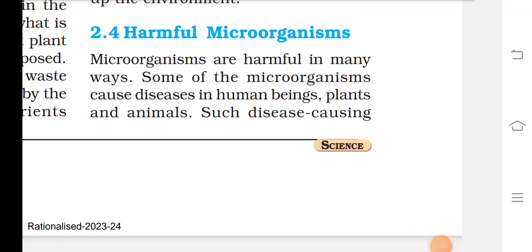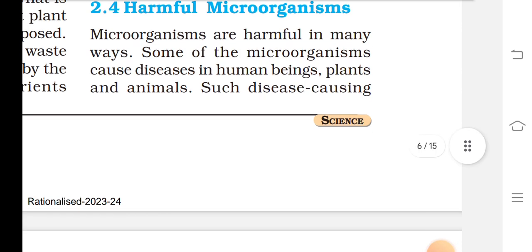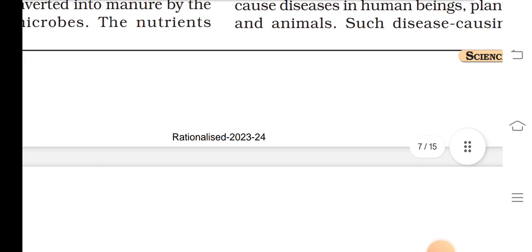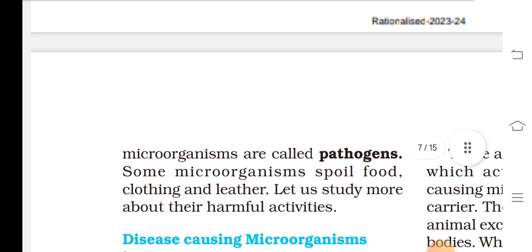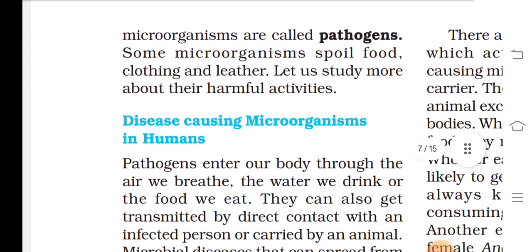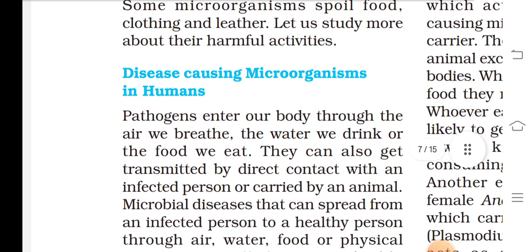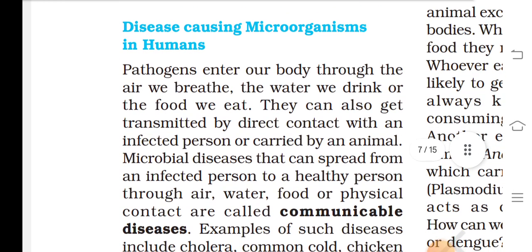Harmful microorganisms. Microorganisms are harmful in many ways. Some of the microorganisms cause disease in human beings, plants and animals. Such disease-causing microorganisms are called pathogens. Some microorganisms spoil food, clothing, and leather. Let us study more about their harmful activities.